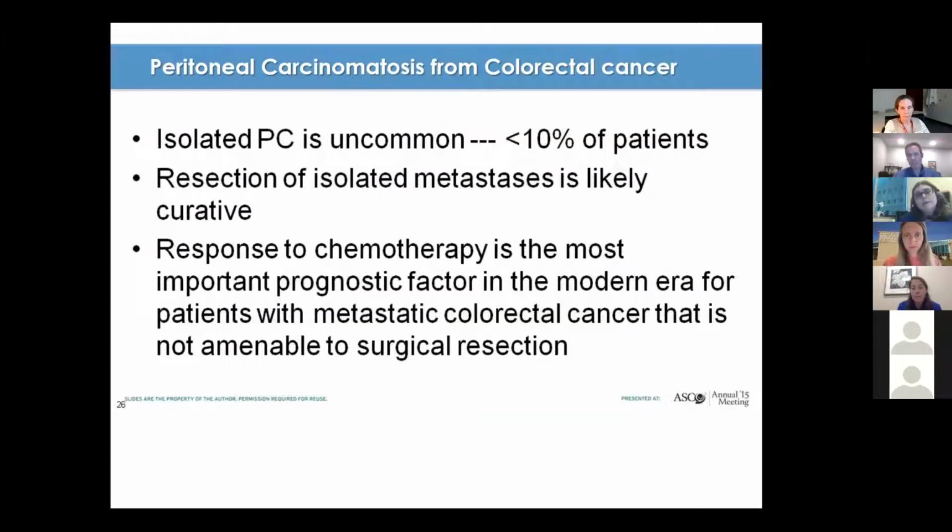In terms of when you see peritoneal carcinomatosis, particularly in colorectal cancer, isolated by itself without any other metastasis is perhaps less than 10% of the patients. If you have resection of isolated mets, you could potentially consider this a curative intent approach. And the response to chemotherapy is a really important factor in the era of modern chemotherapy, in determining whether these patients can potentially be taken to surgery to address the peritoneal carcinomatosis.